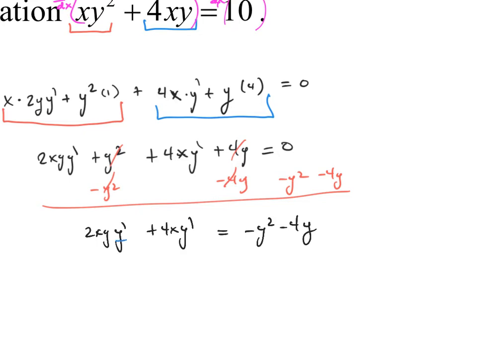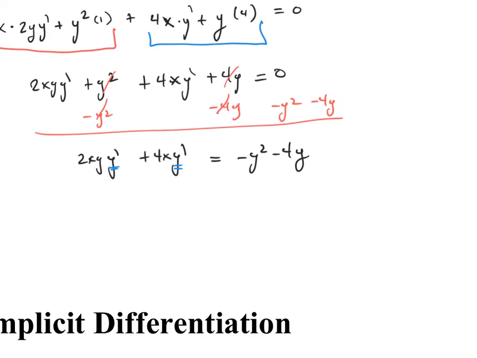Again, I did that because both terms now have that y prime on the left, which means I can factor out that y prime. So factoring out that y prime, I'll have y prime times, well, 2xy y prime divided by y prime. Take away that y prime, you're left with just the 2xy. 4xy prime divided by y prime. Take away that y prime, you're left with 4x. That equals negative y squared minus 4y.